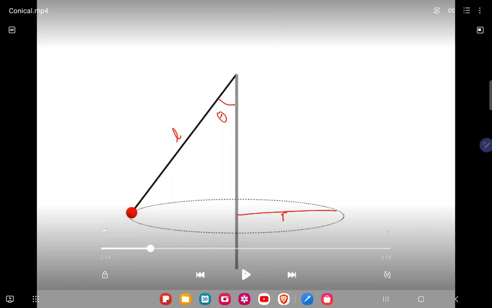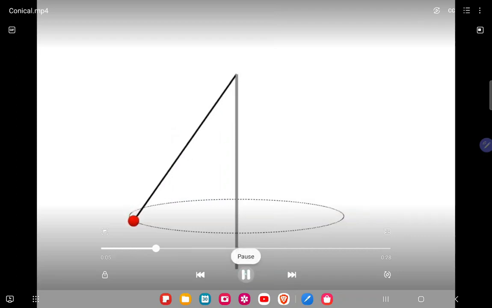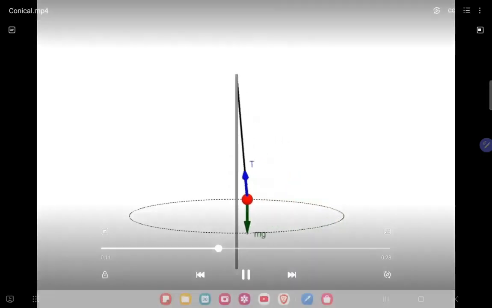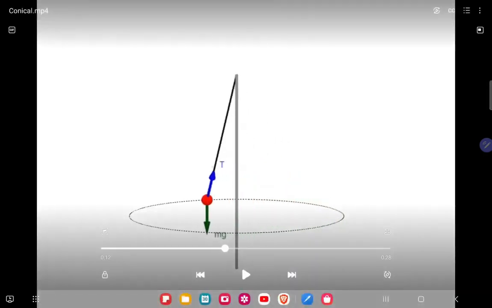So if we start, the object rotates in a horizontal circular path. As we can see here, we should have two types of forces: the tension, which is directed this way, and the weight, which is directed downward toward the center of the Earth.